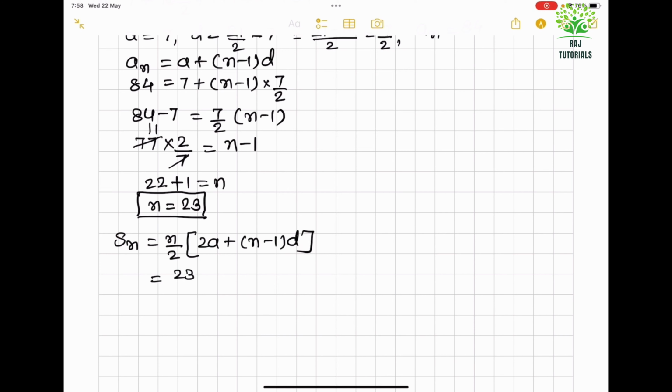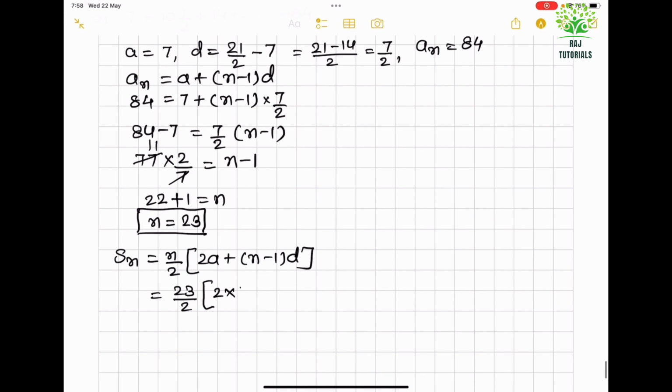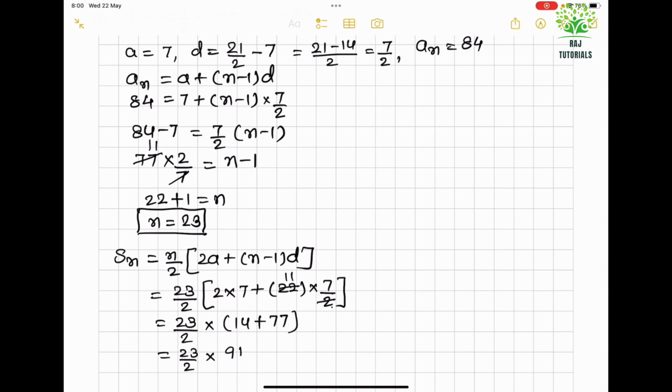So 23 by 2 into 2 into a, which was 7, plus 23 minus 1 will be 22 into d, which was 7, by 2. So I can cut here the 2 and 22. So 23 by 2 into 14 plus 77. So that will be 23 by 2 into 91. So 2093 by 2.